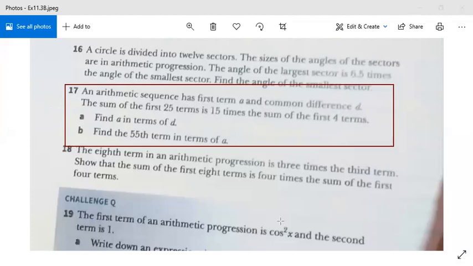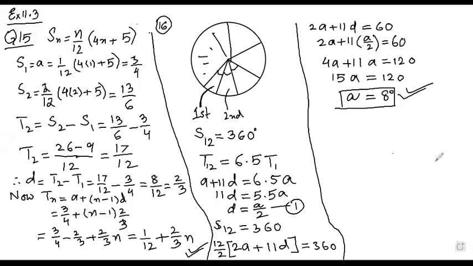So now we go to this one. Okay. So question number 17. As given, the sum of the first 25 terms is 15 times the sum of first four terms.